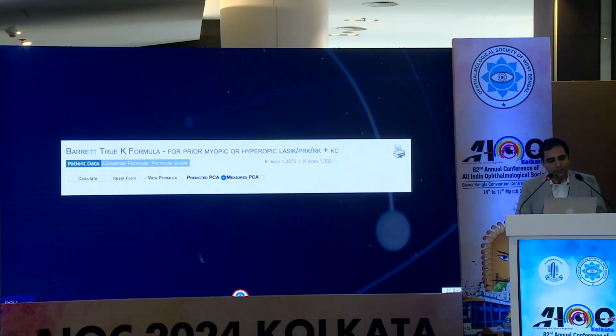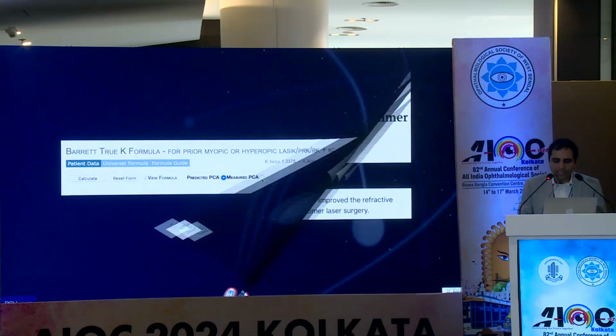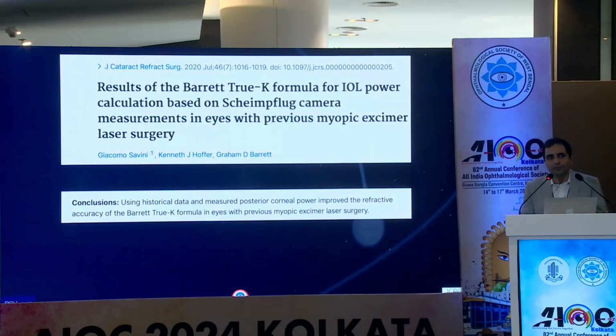So when you go online and go to the Barrett's formula, you have these 2 options. The default is the predicted PCA, which means the formula has decided a fixed algorithm based on the anterior corneal curvature that it will add. But if you want to add your own posterior corneal values, you can just switch the mode to measured PCA and enter the values. As we discussed recently, just before this talk, all of the studies so far have shown that in a virgin normal eye, it doesn't matter whether you use the posterior cornea or not.